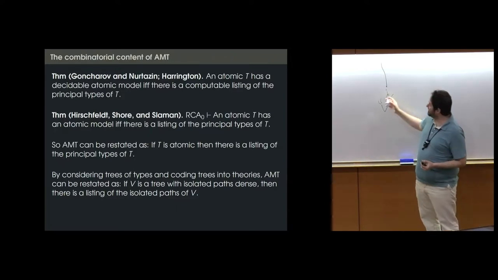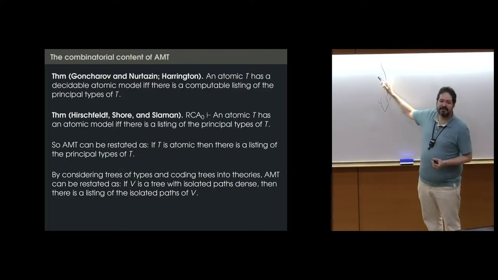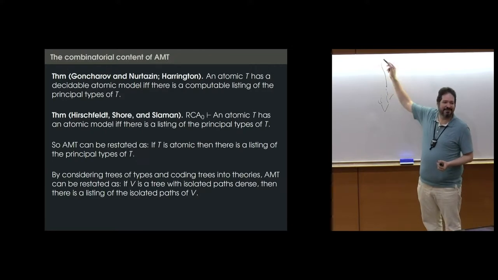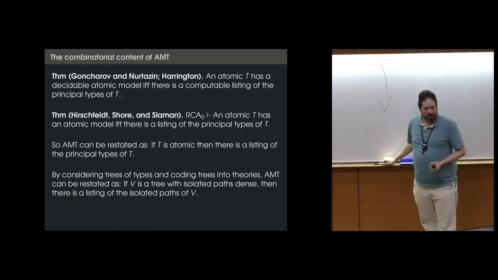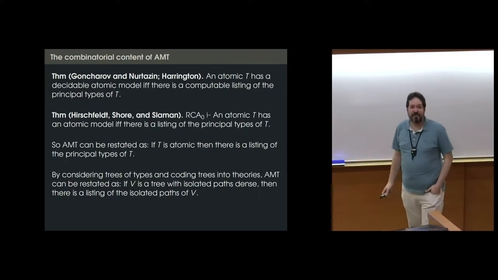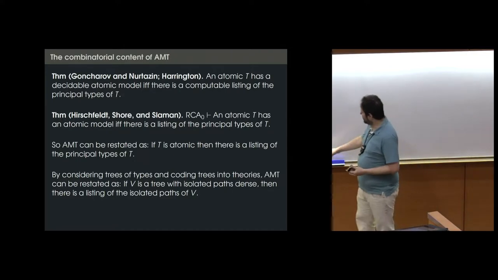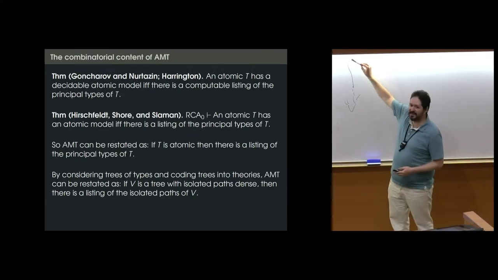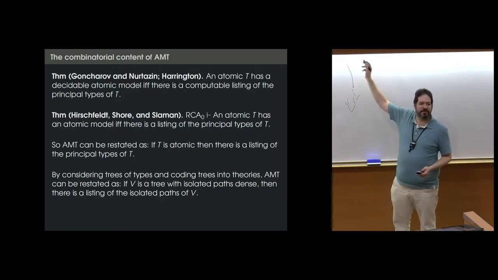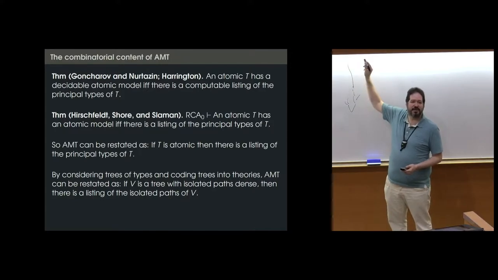Now, of course, these trees are kind of special trees and not general trees. They are trees that have no dead ends, right? Because if something is consistent, then you can keep extending it one way or the other. So now, if you're looking at atomic theories, the resulting tree is going to have its principal types dense, right? Because remember, atomic means that any formula can be extended to a principal type. So the corresponding tree will have its isolated paths dense. Above any node, there's an isolated path.